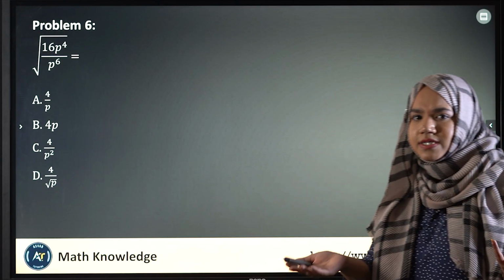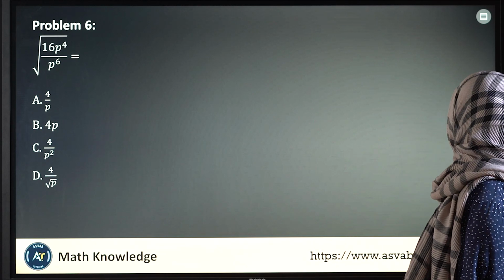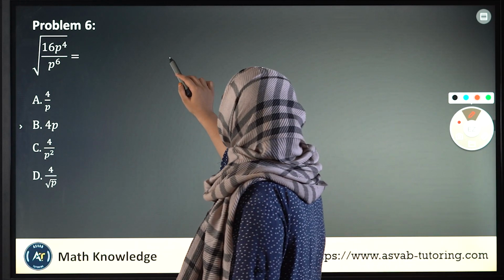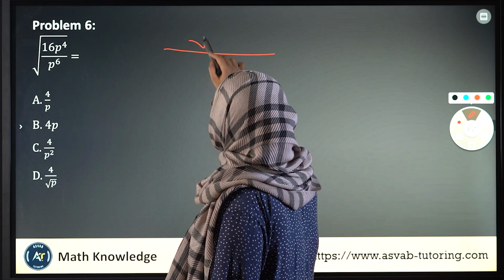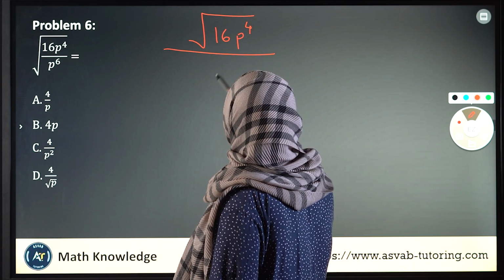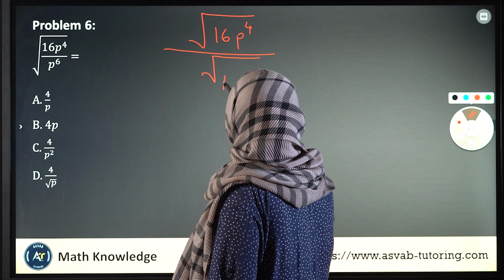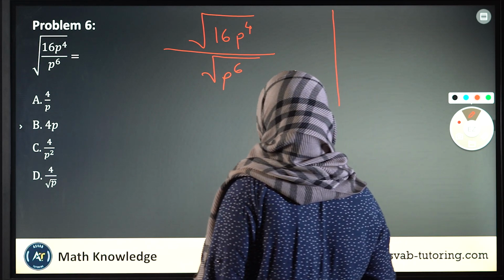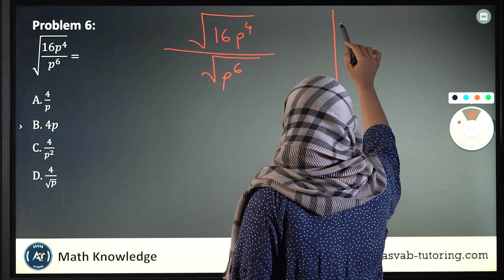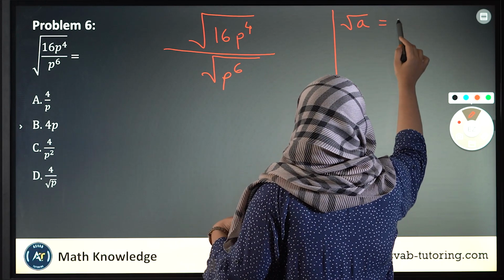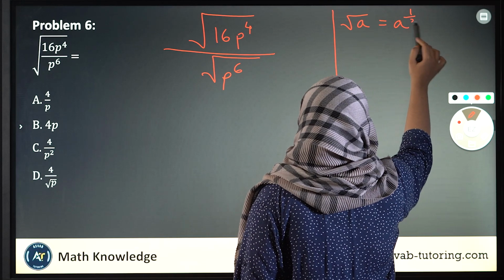We have another simplification type question. This time we also have a square root over the entire thing. No problem at all, because this means that individually we are doing the square root of 16p to the power 4 and the square root of p to the power 6. All right. So there's a basic rule of indices that you do need to know, and that is if there's a square root of any letter, let's say that's a, it's actually a to the power of half.